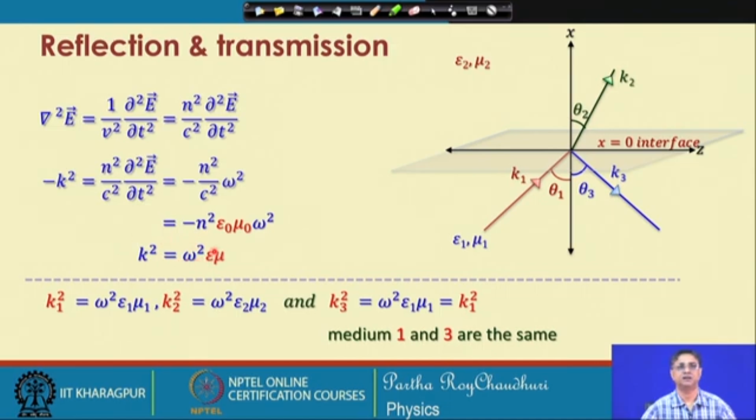This means that for k 1 this will be omega square epsilon naught mu 1. Omega is the frequency, which does not change whether it is reflected or refracted. And k 2 square from here will come out like this, omega square epsilon naught mu 2, and for k 3 square we have this expression. But because medium 1 and 3 in our assumption are the same medium, that is the first medium, k 3 square is equal to k 1 square, and we will use this property when we will be discussing further.